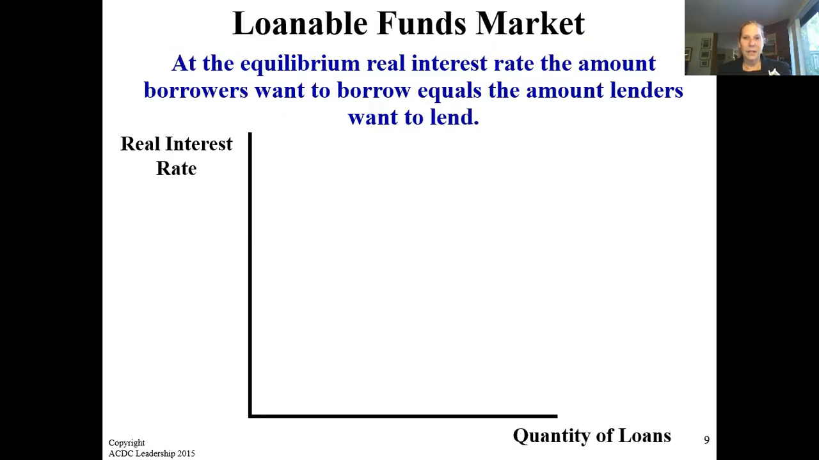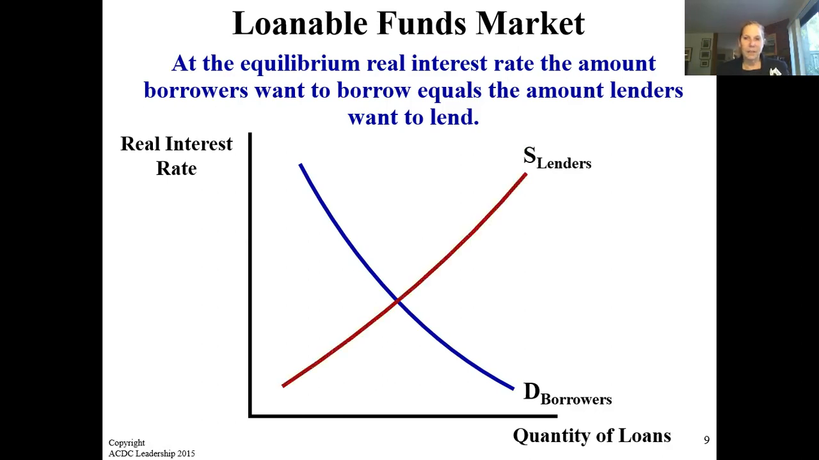All right, so here's the diagram. You knew it was coming, so here it is. The loanable funds market: you have the real interest rate on the vertical and the quantity of loans being issued on the horizontal. At the equilibrium real interest rate, the amount borrowers want to borrow equals the amount lenders want to lend. Here's the demand, and here's the supply. The lenders are providing the loans. The borrowers are demanding the loans. Here's the equilibrium, the real interest rate and the quantity of loans.